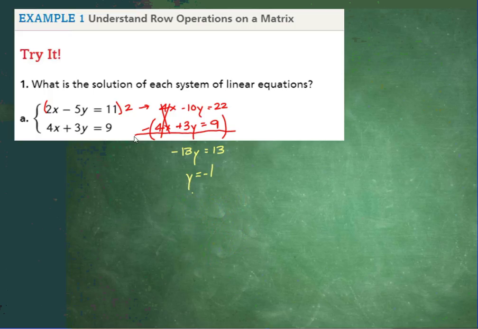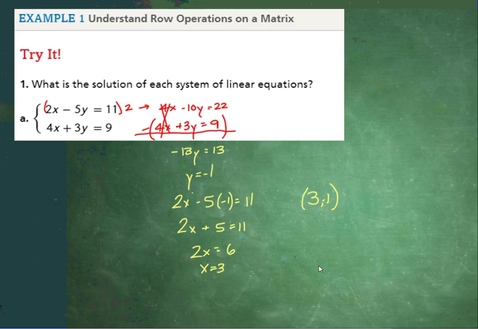I want to plug it in for y into this equation. I get 2x minus 5 times negative 1. That's what you're supposed to do. Equals 11. And I apologize. 2x plus 5 equals 11. There we go. 2x equals 6. If you subtract the 5, x equals 3. So my ordered pair is 3, negative 1. Or x equals 3, y equals negative 1.